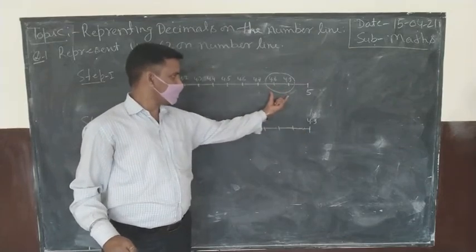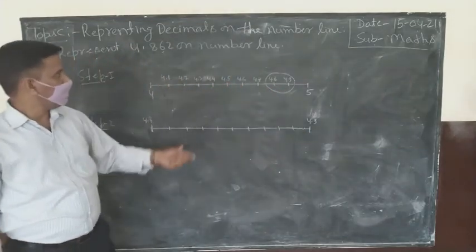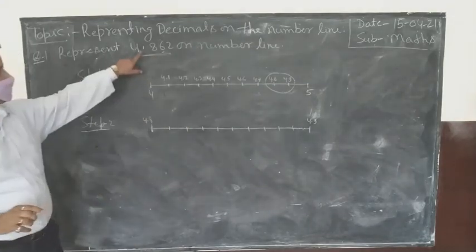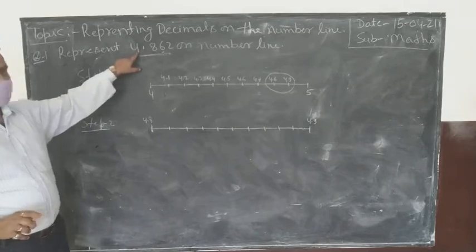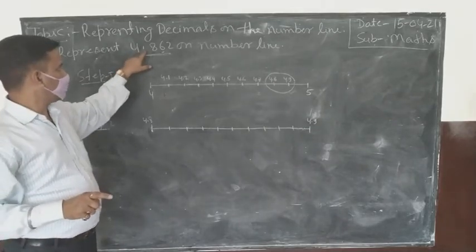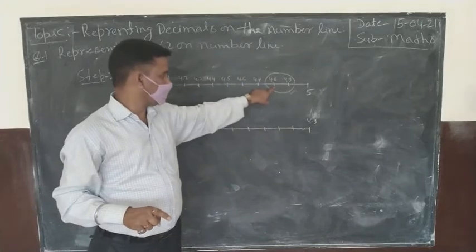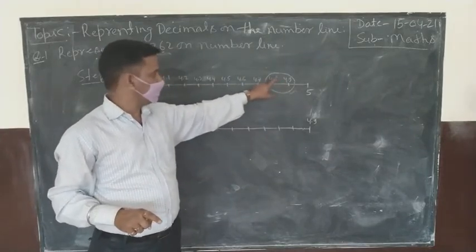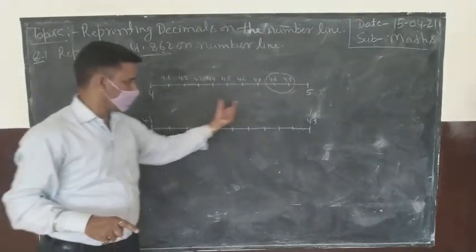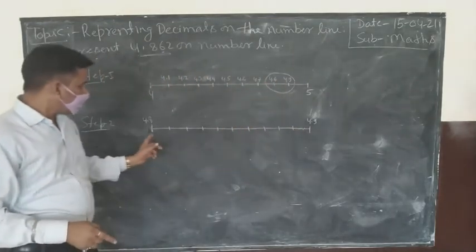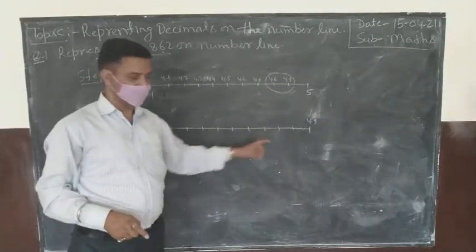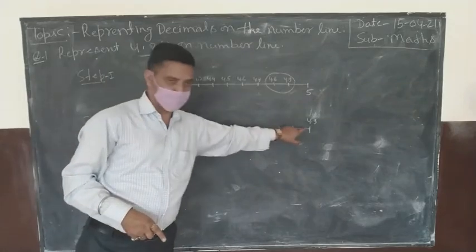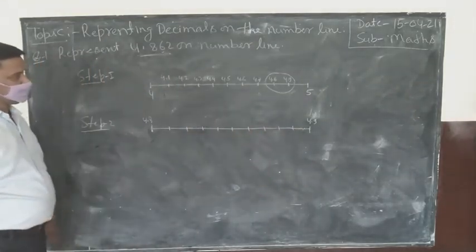Why do you write this digit here? Why not write another digit? Because you go through according to this way. First you search where 4.8 is, so this is the position of 4.8. After that you come to 4.9. So you write 4.8 on this side and 4.9 on the right side. Again you divide this line into 10 small divisions. Now check it: 1, 2, 3, 4, 5, 6, 7, 8, 9, 10. All divisions are 10.